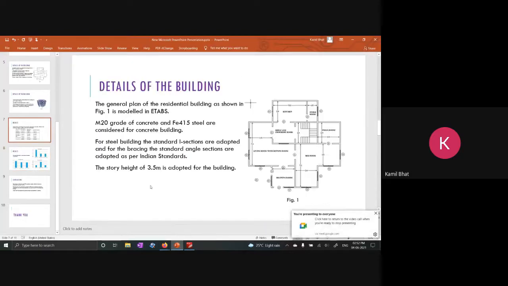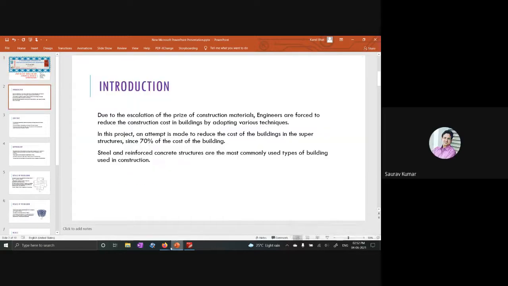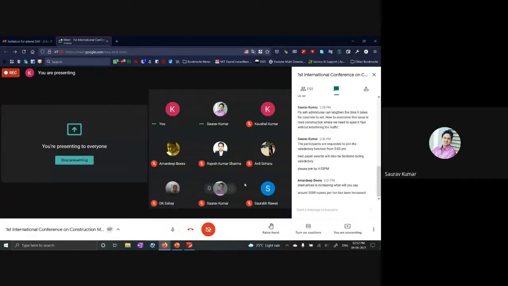Actually, in the introduction I have given that the price of all materials is increasing, not just steel. With time, the price of these materials is increasing because of scarcity and all that. For example, around 5,000 rupees per ton has been increased in the case of steel now. So will it be viable when we compare?